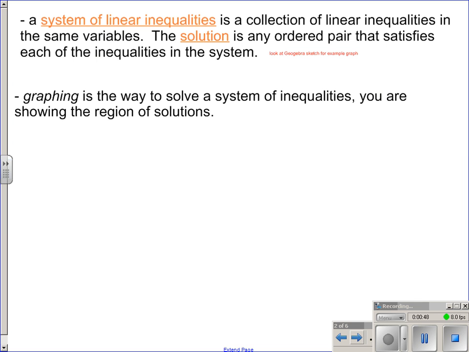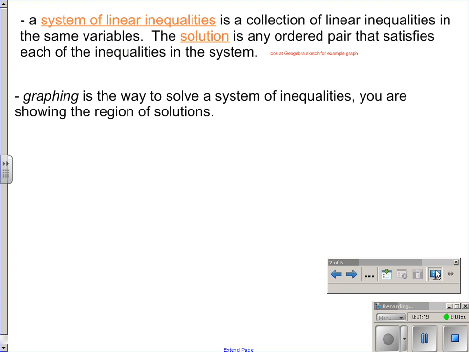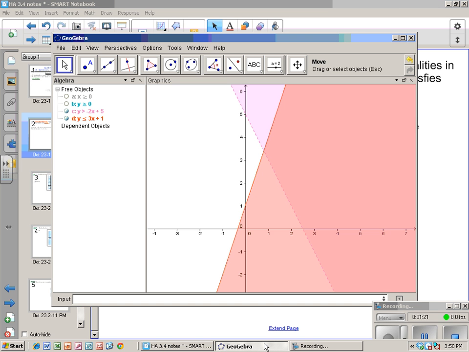All right. So a system of linear inequalities. It's a collection of linear inequalities in the same variables. So x's and y's, a's and b's, really doesn't matter. The solution, like I just said, it's an ordered pair that satisfies each of the inequalities in the system. So we're looking at a whole bunch of them, a whole bunch of ordered pairs. Graphing is the way to solve this system. You're just showing the region of solutions. So just to give you an idea of what we're looking at.